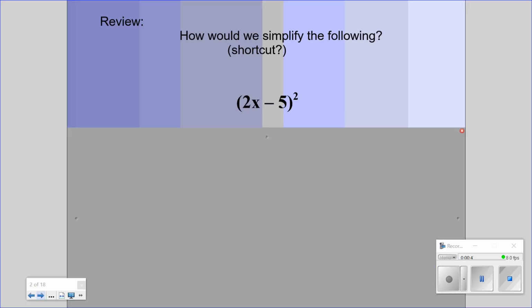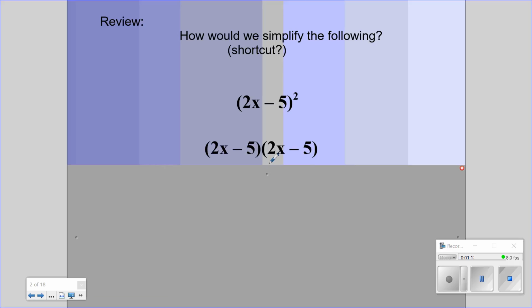So before we get into the actual methods, let's review how we would simplify a binomial squared, because this will relate to how we'll factor perfect square trinomials. And this is the third kind of trinomial method. So after you learn this method, it will be up to you to determine which method for trinomials is most appropriate. So here we have 2x minus 5 squared, which really, the squared, remember, means to write your base out twice, so multiplied by itself 2 times.